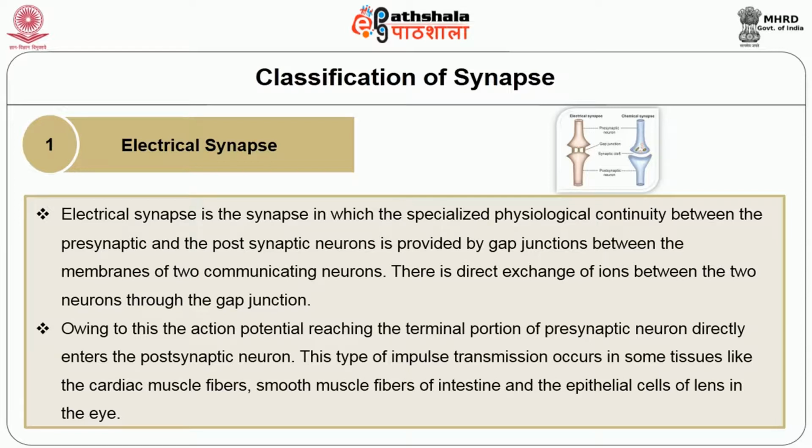This type of impulse transmission occurs in some tissues like the cardiac muscle fibers, smooth muscle fibers of intestine and the epithelial cells of lens in the eye. Figure 2 explains the electrical synapse and the chemical synapse.